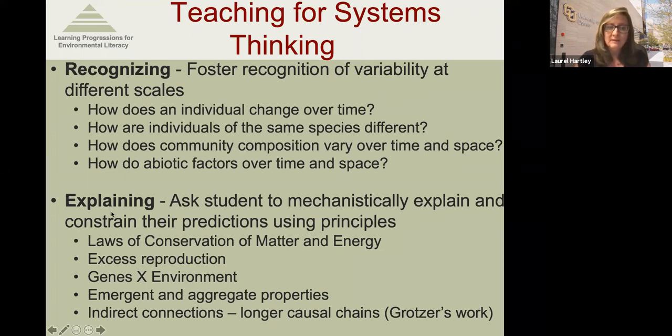We want to give them chances to explain. We want to ask them to mechanistically explain a phenomenon and constrain their predictions using principles like the laws of conservation of matter and energy, thinking about excess reproduction, thinking about genes interacting with environment, noticing that there are emergent and aggregate properties, looking at indirect connections, helping them see longer causal chains. And I'll shout out here to Tina Grotzer's work, because she does a lot of long causal chain reasoning. She's at Harvard, she does really good stuff.